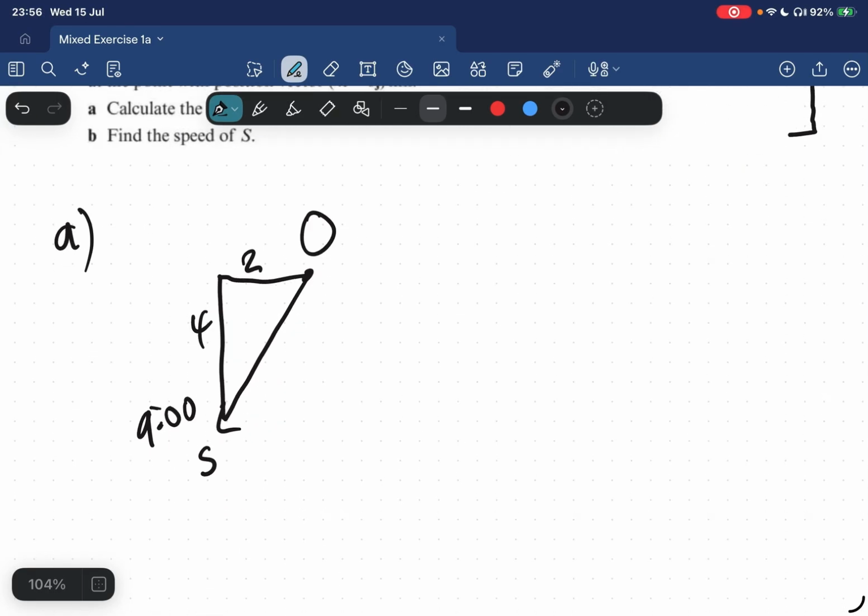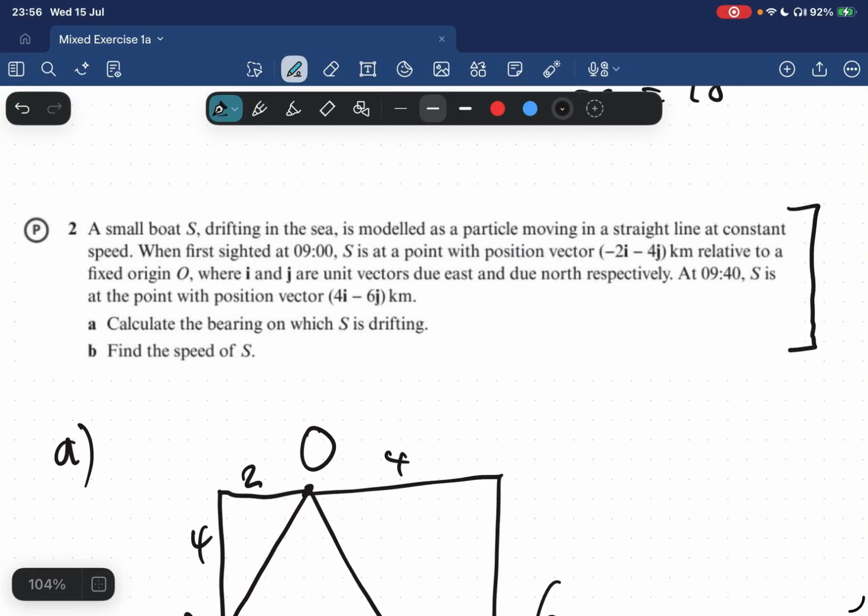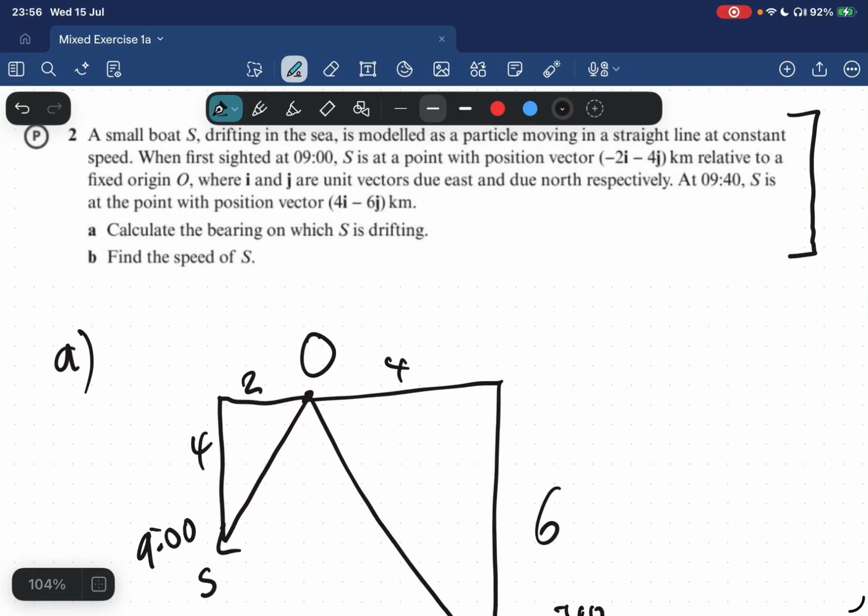Now, where's it at 9:40? Well, it goes across 4 and down 6. So relative to the origin, here is where it is at 9:40. That's where S is at 9:40. Okay, calculate the bearing on which S is drifting.